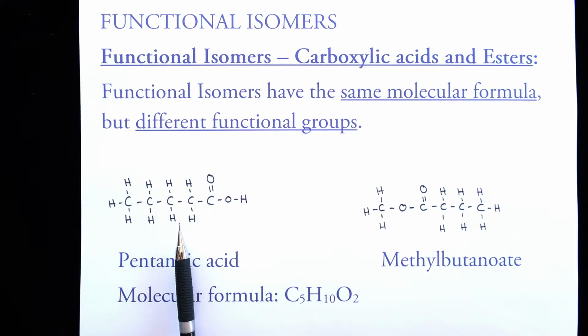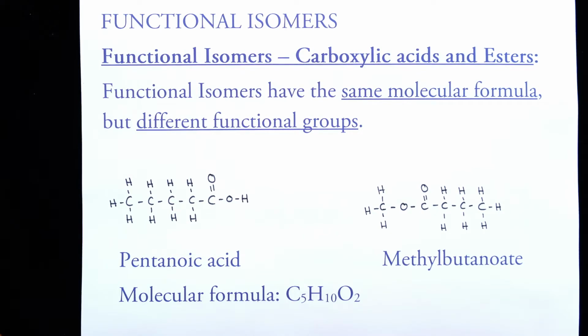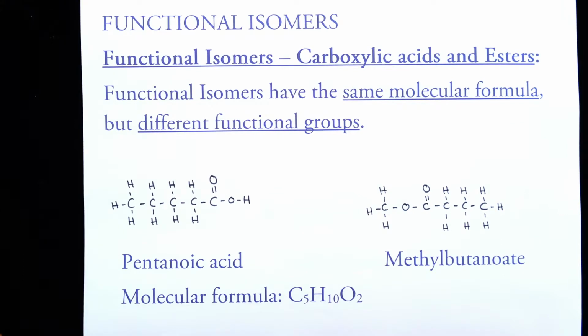The formula is C5H10O2. If we write an ester molecule with 5 carbons, I have an example here. This is methyl butanoate. We also have 5 carbons, 10 hydrogens, and 2 oxygens. Carboxylic acids and esters that have the same number of carbons will always be isomers. They will be functional isomers because they have different functional groups.